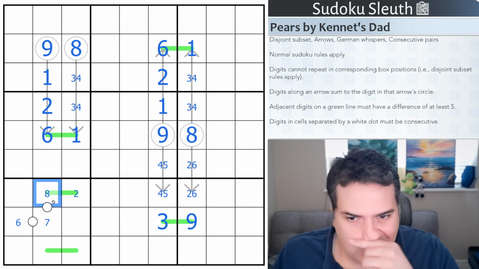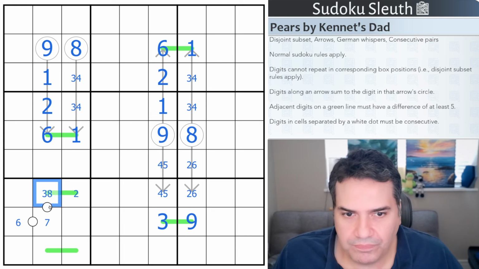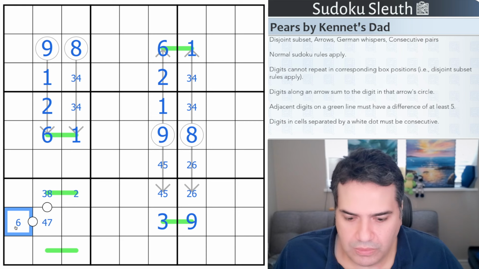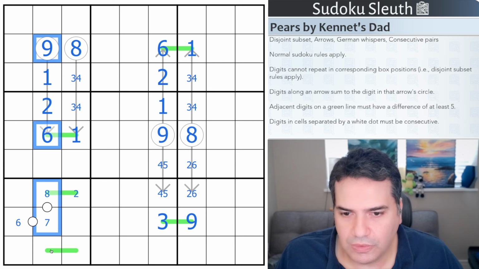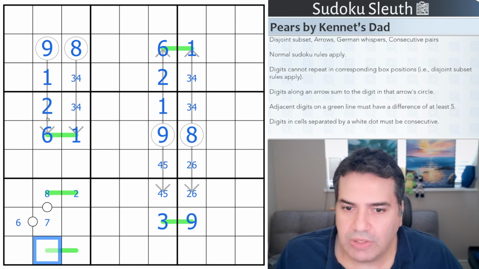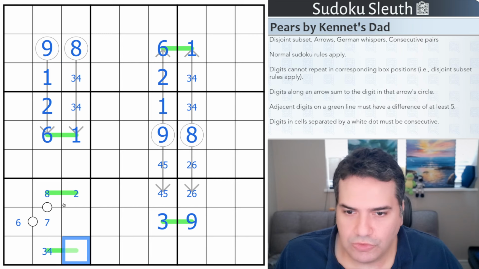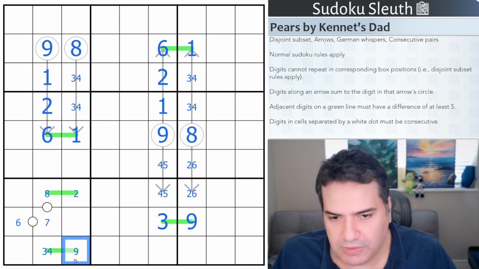Now, the other option is that this is a 3, 4, 5. Hang on, sorry. Before I do that, let's just see what happens if I go with this. What happens to this German whisper line? So essentially, all the high digits are gone from this column. This would have to be low. It would have to be 3 or 4, which would require this to be 8 or 9. I've already placed the 8, so it would have to be 9.